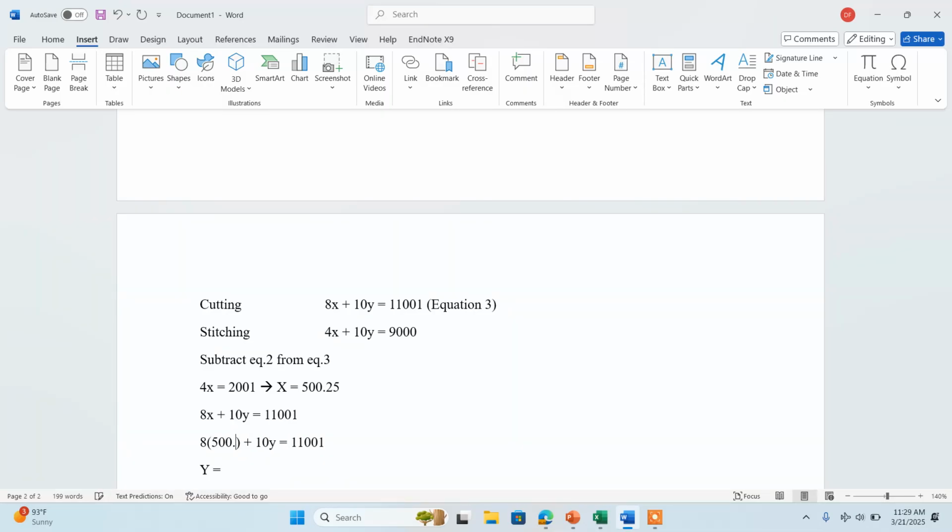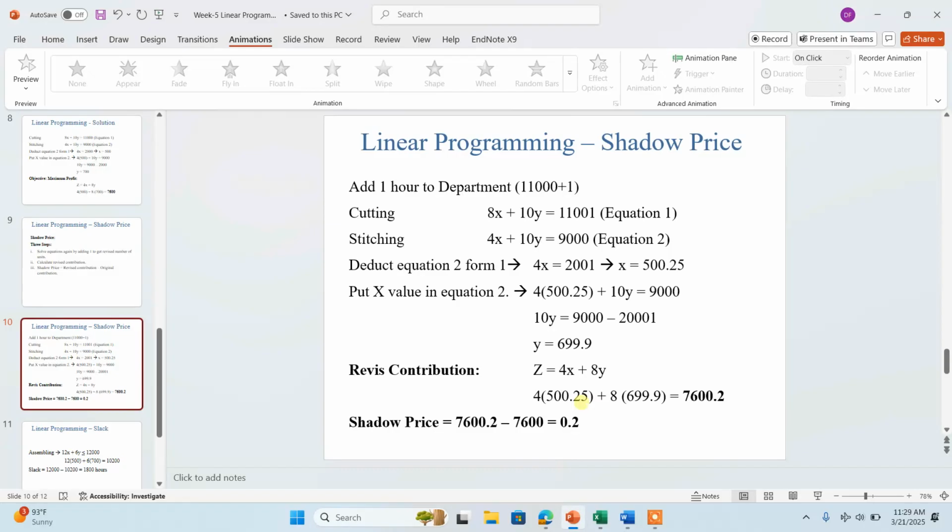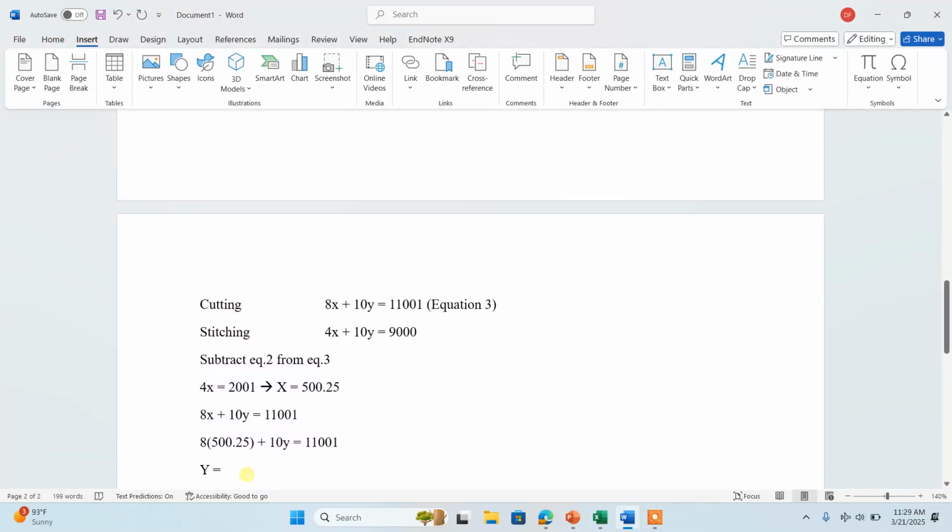If x is 500.25, hopefully you don't get confused. Actually, I didn't deduct this 11,000 from the 9,000. I had written it here, but I didn't do it, mistakenly. So now you can calculate the y. Y is 699.9. You can calculate it the same way we did earlier.